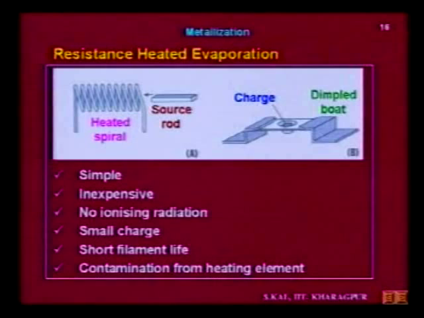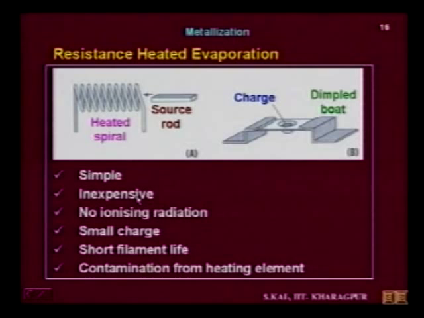So let us continue our discussion on resistive heated evaporation. We are discussing the physical vapor deposition of metal films, and out of that we have already discussed resistance heated evaporation, and its advantages and disadvantages are also mentioned. The advantages are it is simple, it is an inexpensive process, and it does not produce ionizing radiation.